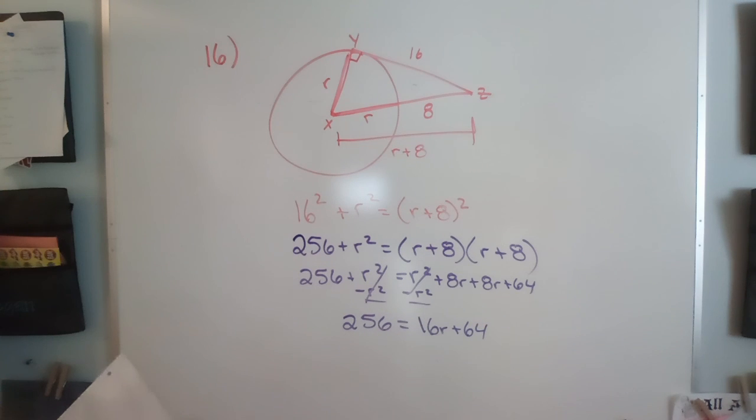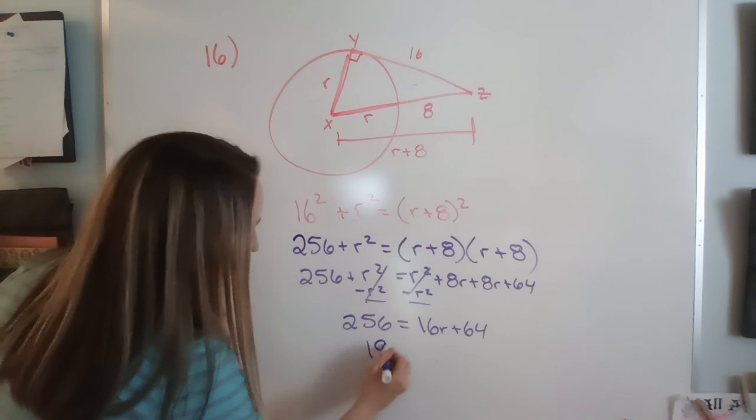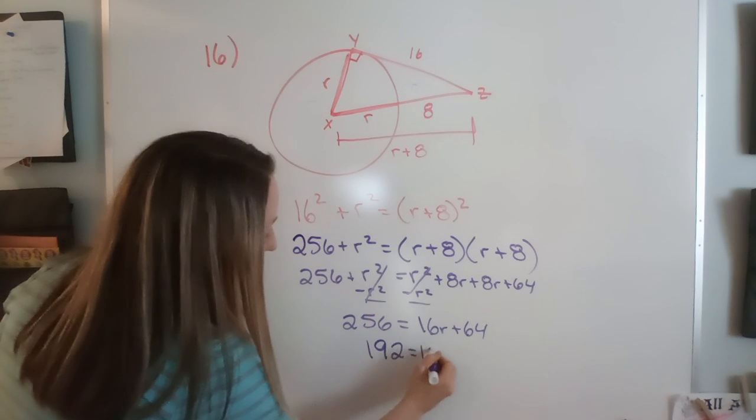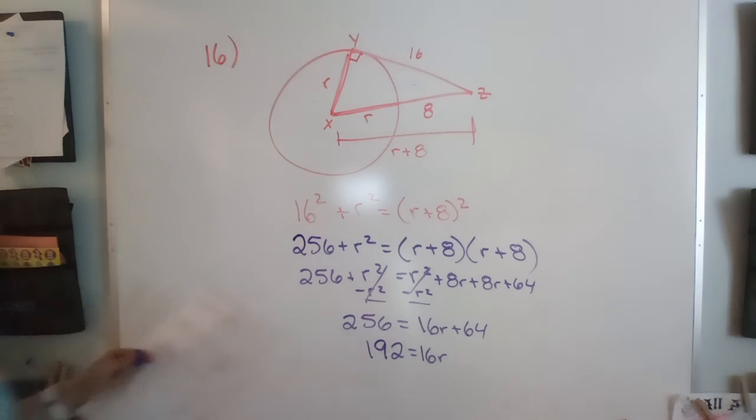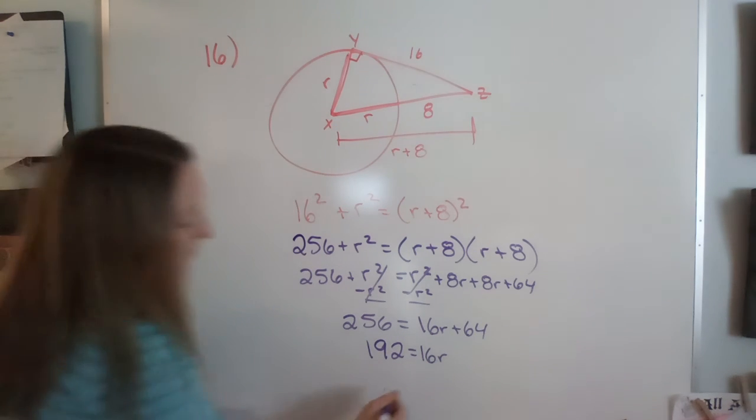All right, subtract 64 from both sides, get 192 equals 16r. Divide by 16 and you get 12.